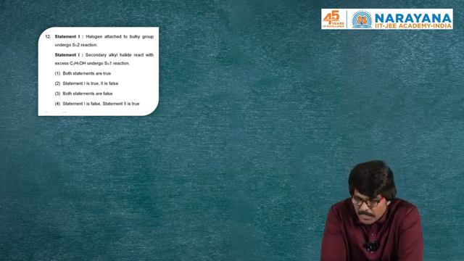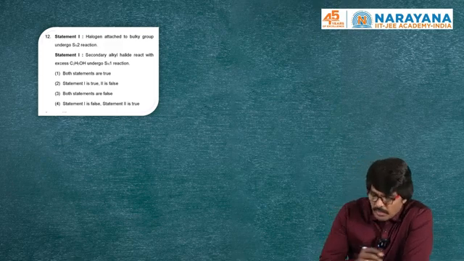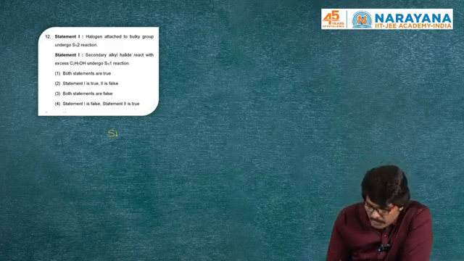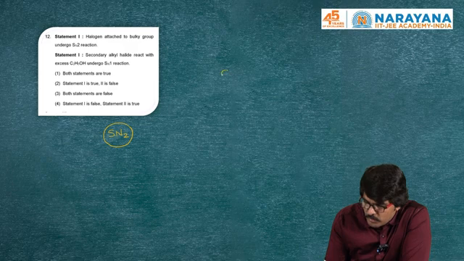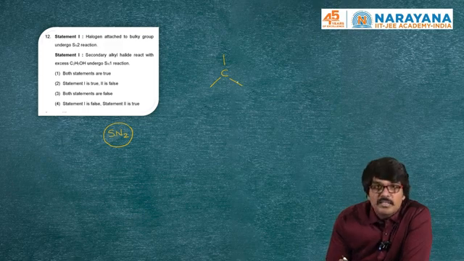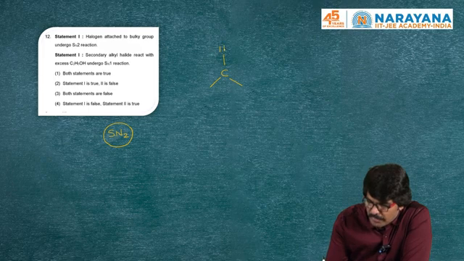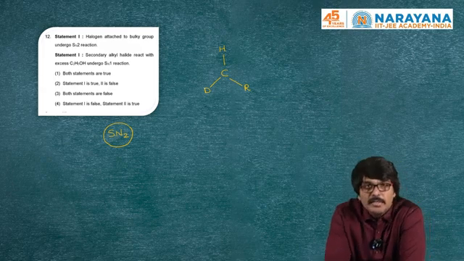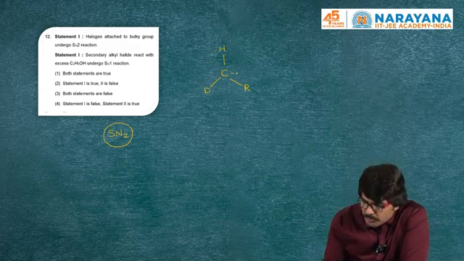statement 1, halogen attached to a bulky group. And here statement 1 talks about SN2 reaction. If you can recollect, SN2 reaction proceeds through a pentavalent transition state. So here let us say one hydrogen, and here one group, let me write R, and here let me take one atom, that is deuterium, anything it may be. Pentavalent transition state. So here this is the leaving group and this is the attacking group.